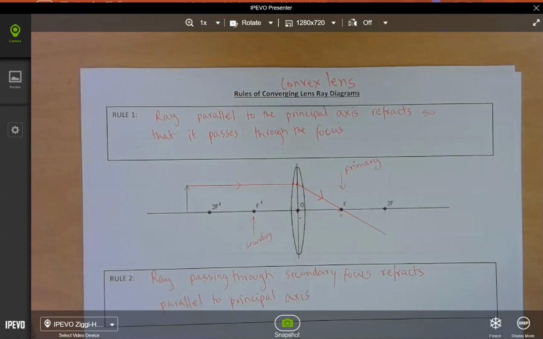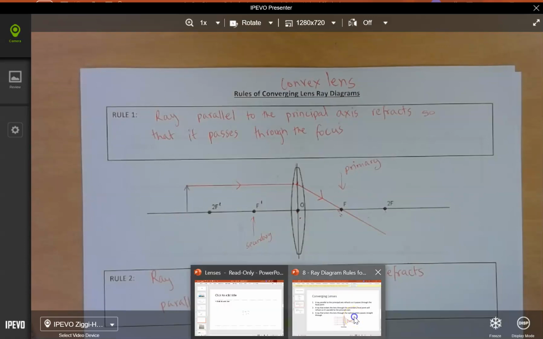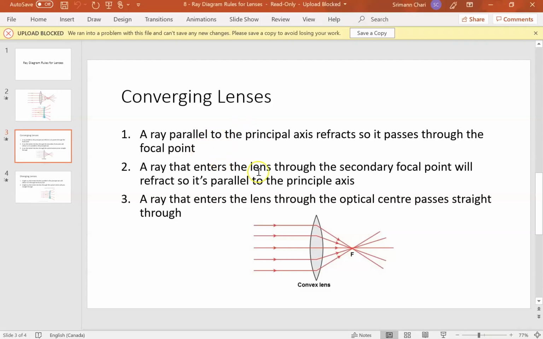Right, so I don't know if I posted the other PowerPoint as well. These are a summary of the rules. Right? So these are the 3 rules. You've already written them down, don't write them in. We're good? We're good for convex lenses, converging lenses. Okay? Rules are good. We're going to our next page here, which is a diverging lens ray diagram.